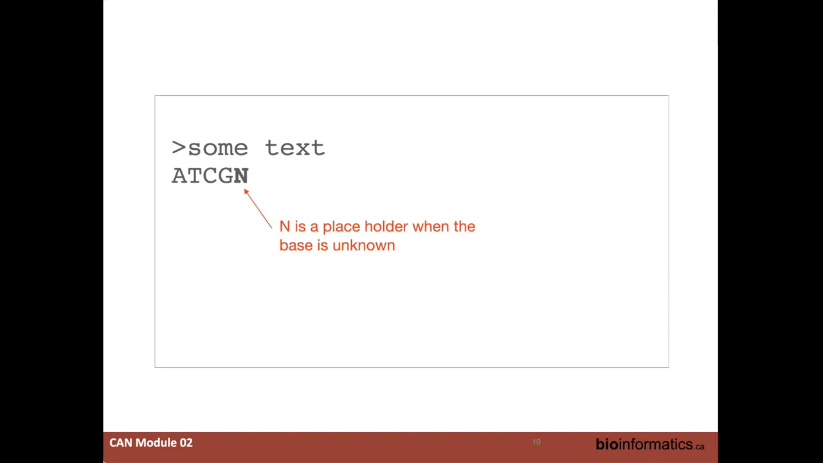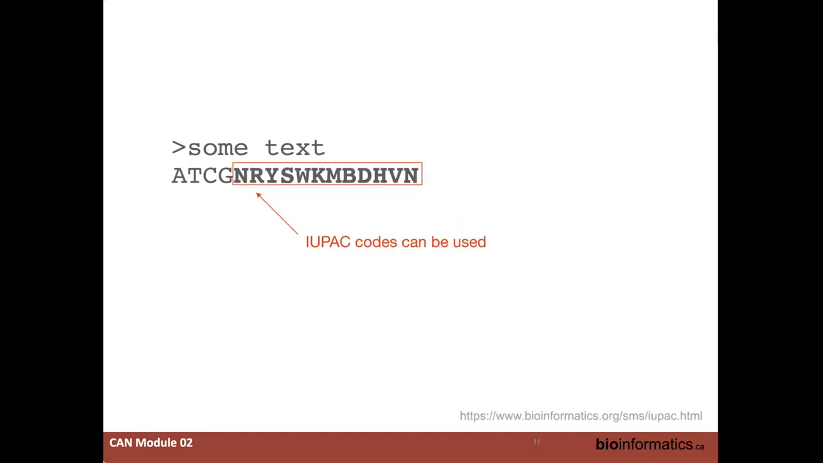Now, case in point, that N is actually just a placeholder. You can actually substitute a whole bunch of IUPAC codes. For those of you who don't know what IUPAC codes are, or don't recall what some of them mean, there's a link down at the bottom of the slide there, so you can quickly check to interpret what an R is, what a Y is in terms of, is this a C or a T? You know, there's some ambiguity behind that.